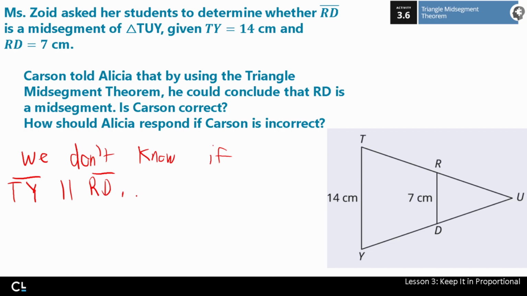They might be. But if we can't prove that they're parallel, then we can't say that this is true or this is not true, right? Just because they're half doesn't mean anything. We could get that situation to occur if they're not parallel, which means then they wouldn't be the midsegment. So at this point, we can't say if it's true or not, and Carson isn't right. So Elisa could just say, hey, we don't know if they're parallel, so we can't say for sure if this is true.